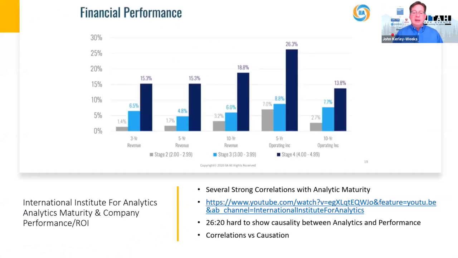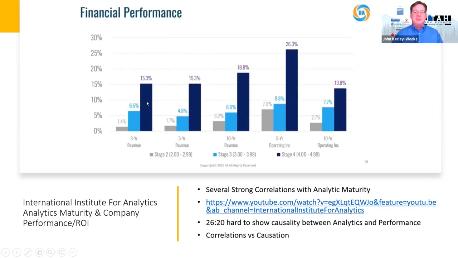But looking at a webinar that IIA provided, the International Institute of Analytics, they provided a lot of very strong correlations between having a successful analytics maturity model and the success of organizations. So for instance, this is a model that is looking at revenue and operating income for various organizations that engaged in maturity model assessments for stage, and their results showed that they were in stage 2, stage 3, or stage 4, and what type of returns they got.